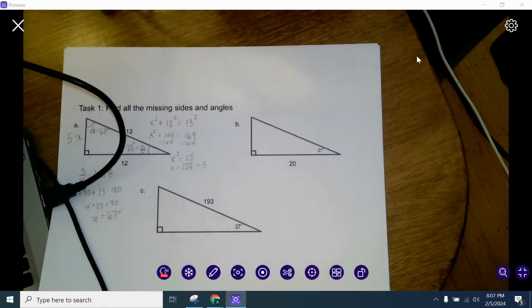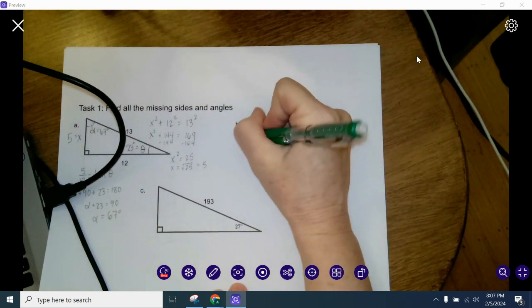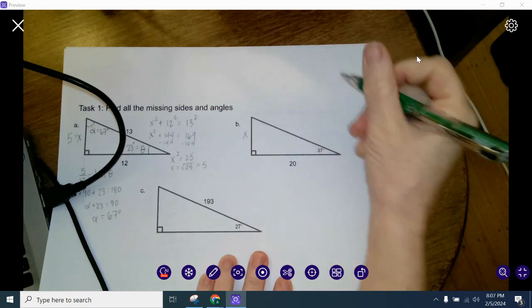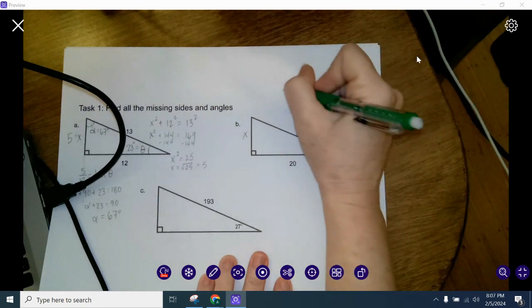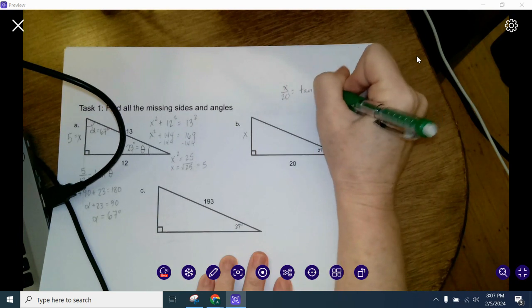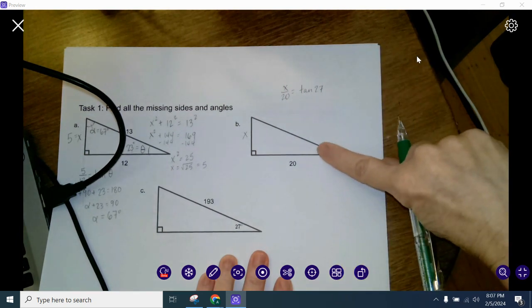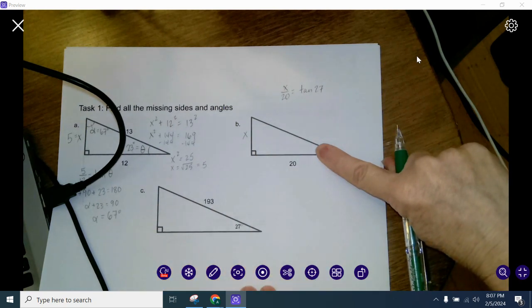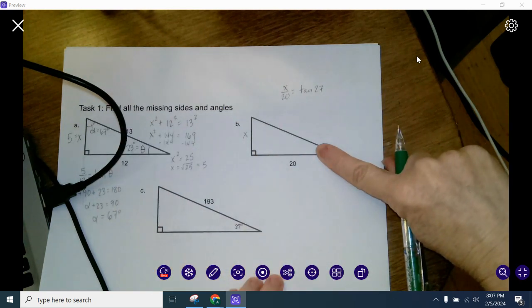Okay, this one I do have an angle and I have one side. So I'm thinking, let's do our tangent ratio. Again, I'm going to call this x. So I know that x over 20 is equal to the tangent of 27, because if I put my finger on here, this is the opposite. This is the adjacent. It's a nice slope triangle already, rise over run.